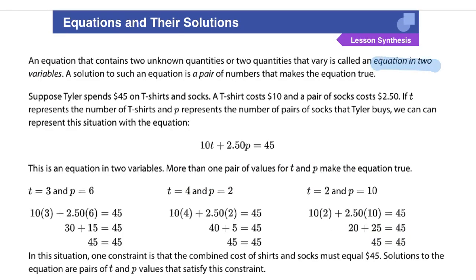Next, we saw equations with two variables. And in that case, your solution is going to be a pair of numbers that makes the equation true. So for example, down here, you have T and P, and your solutions are going to be whatever values for the number of t-shirts and whatever values for the number of pairs of socks makes the equation true, or in this case, adds up to $45.